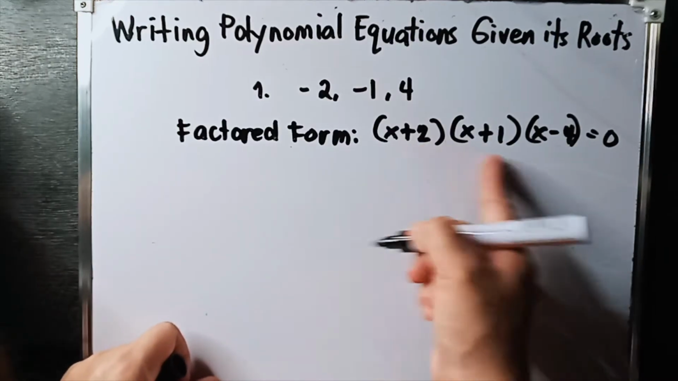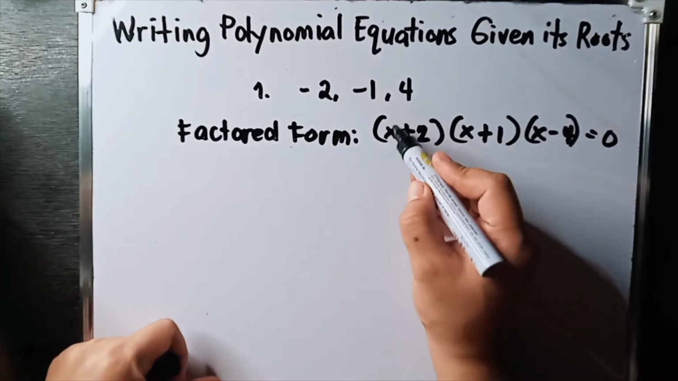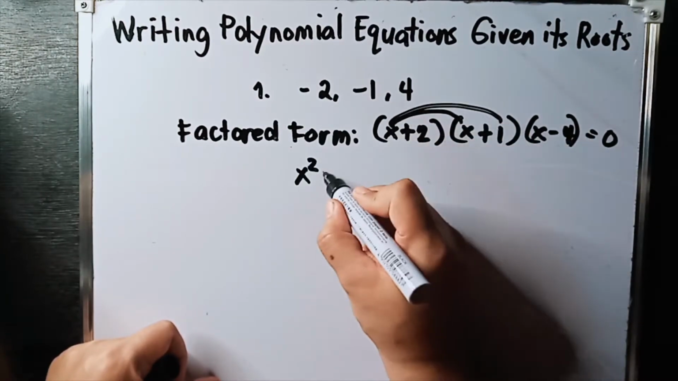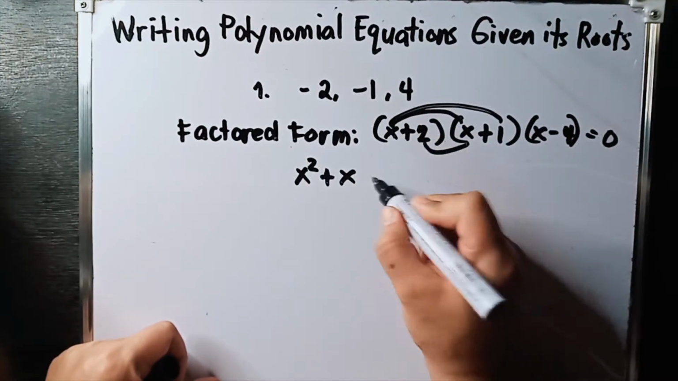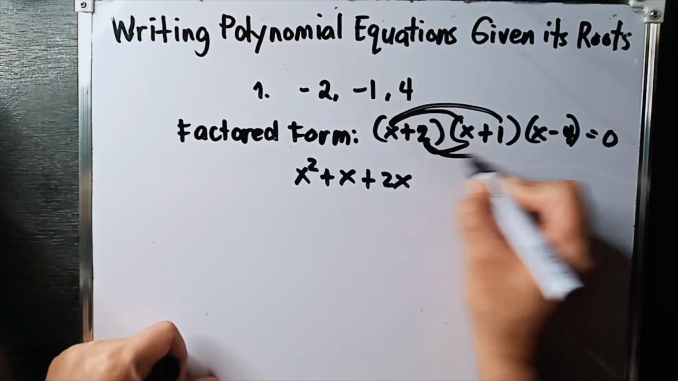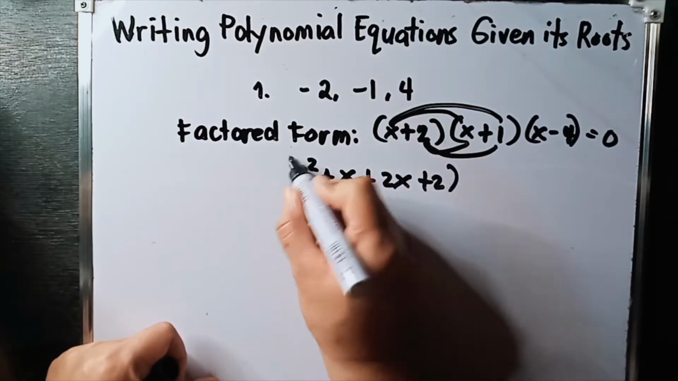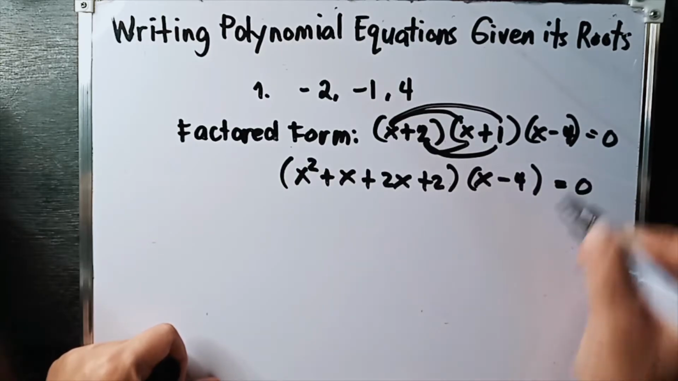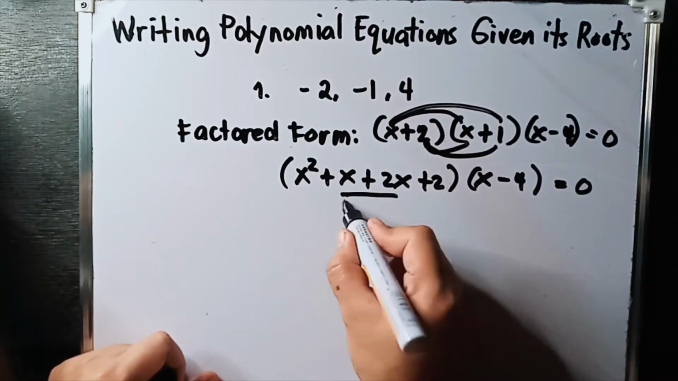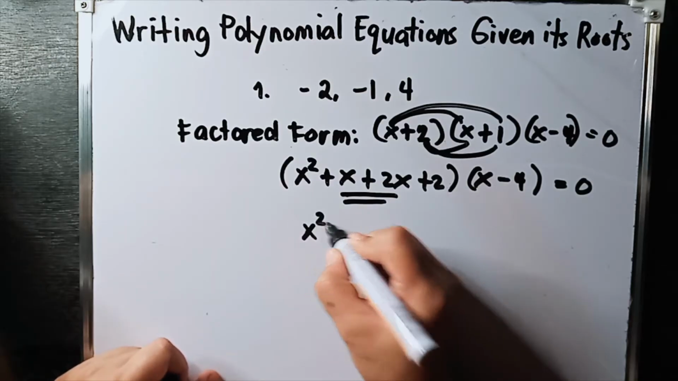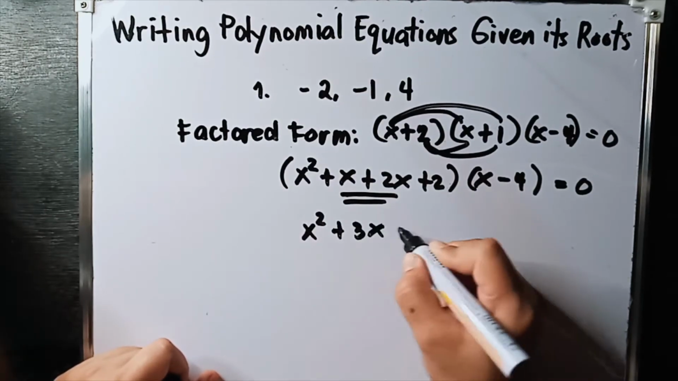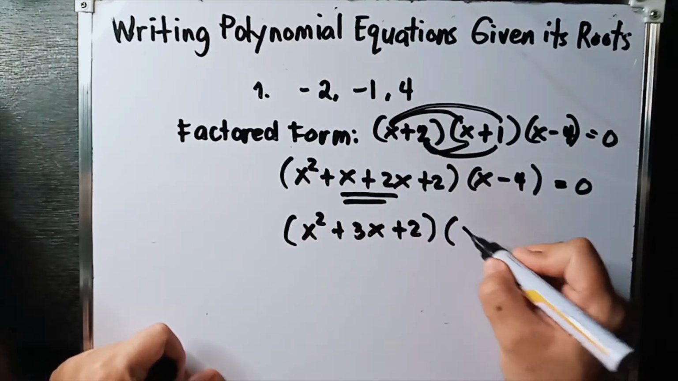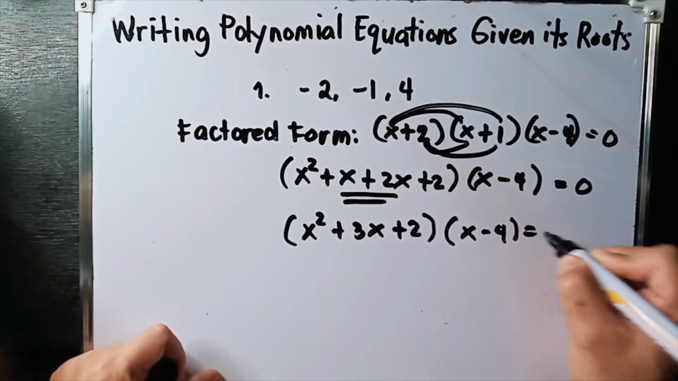Let's begin with these two binomials. You can use distributive. We have x squared. x times 1 is x. 2 times x is 2x. 2 times 1 is 2. And then you bring down x minus 4 equals 0. Then simplify: we have x squared plus 3x plus 2, because they are similar terms. So, bring down x minus 4 equals 0.